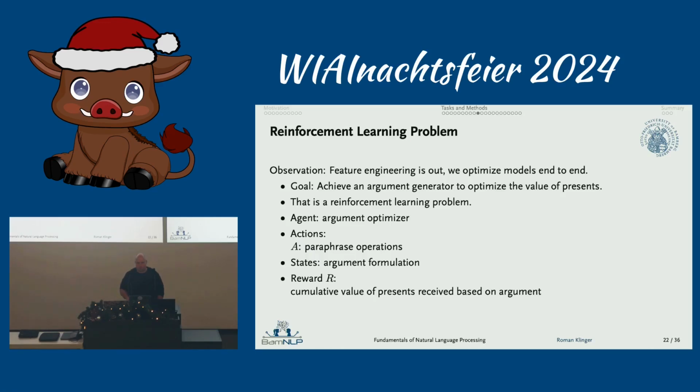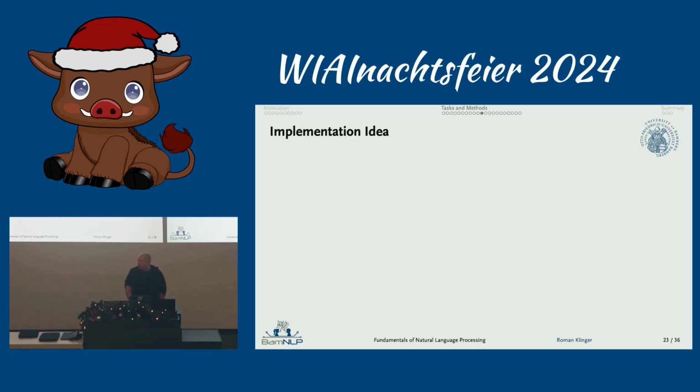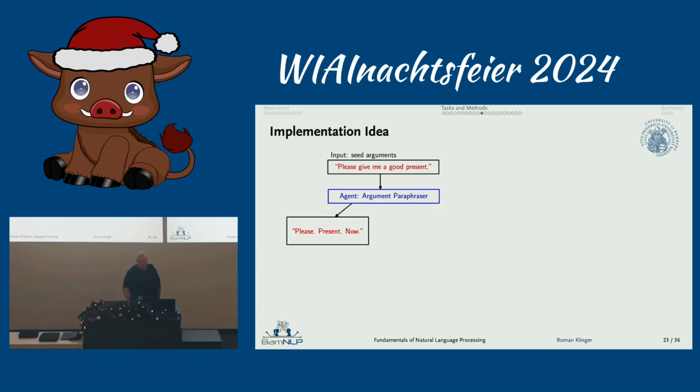I mean, there will be assignments, right? So we could quite easily implement this. We need seed arguments. So a seed argument could be, give me a good present. Then we run our argument paraphraser, the agent, and perhaps this paraphrases this in an initial version into please present now. Perhaps this is not too convincing, but perhaps another paraphrase could be, give me a PlayStation and I'll stop being annoying. And then we need to check the reward to understand which of these paraphrases is better.